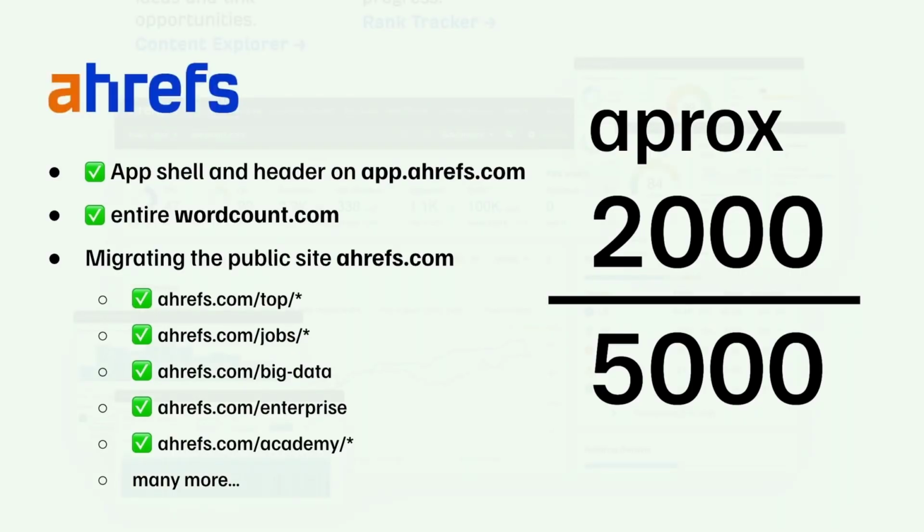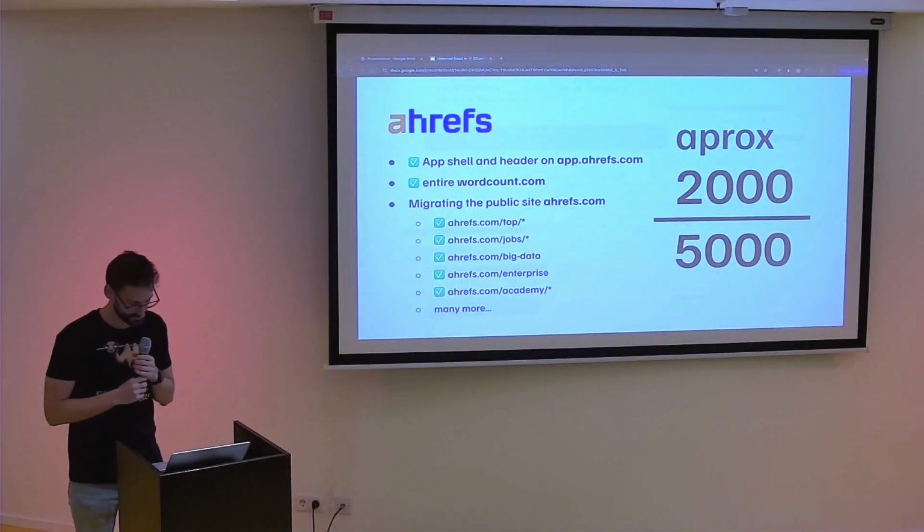At the end of the day, we made the Ahrefs code base, I think 2,000 files were compatible with server-side rendering already. The rest are not needed for server-side. So I think we are almost fully compatible, and we could migrate most of the pages very, very fast.